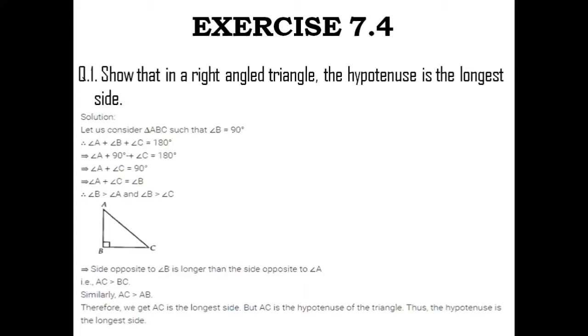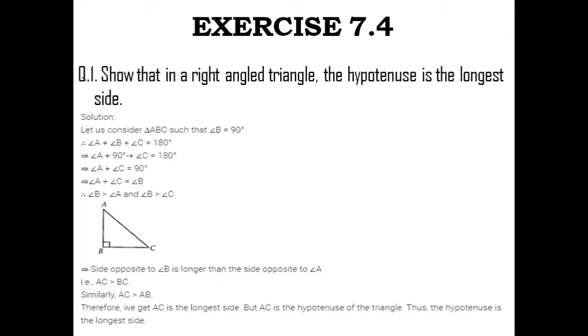Now, I know that the angle sum property says that the sum of all the angles of a triangle has to be equal to 180 degrees. That means angle A plus angle B plus angle C should be 180 degrees. But I already know angle B, that is 90 degrees. So angle A plus 90 degrees plus angle C is equal to 180 degrees. Now if I try to find angle A plus angle C, that would be 180 minus 90. So what is 180 minus 90? It's 90. So angle A plus angle C is equal to 90 degrees.